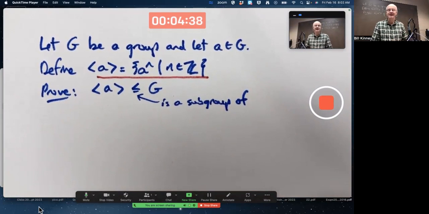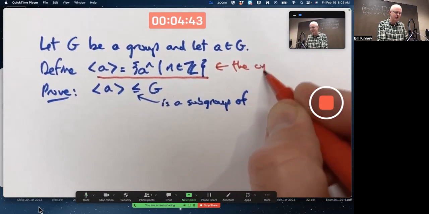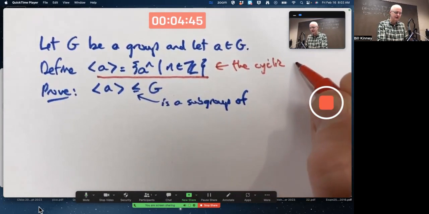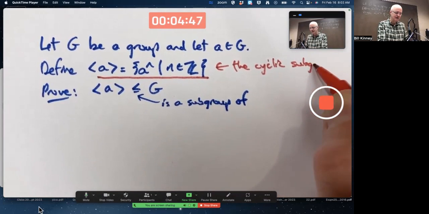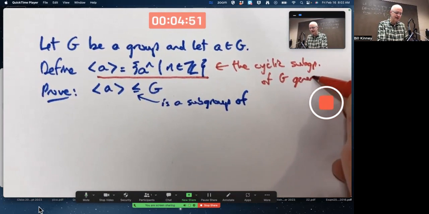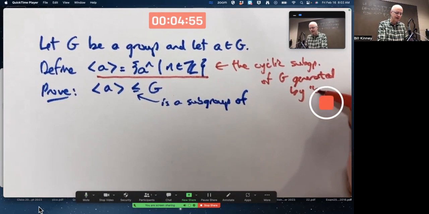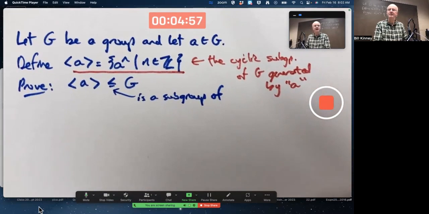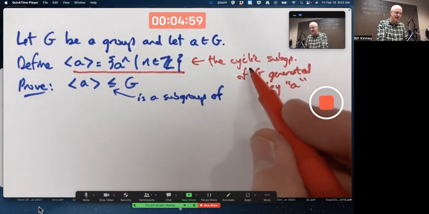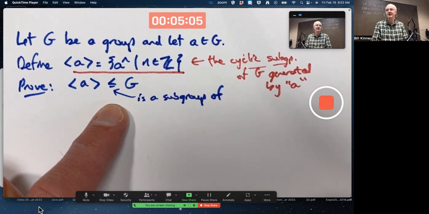This has got a name. It's called the cyclic subgroup of G generated by A, being the element that we're talking about. So it's got a name that implies it's a subgroup, but we should prove it really is a subgroup.